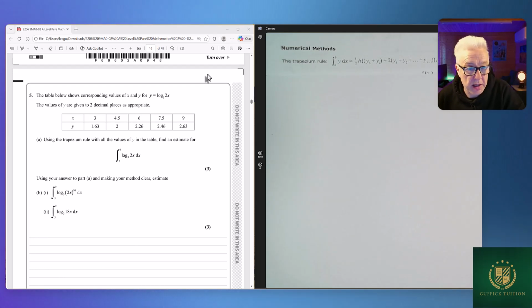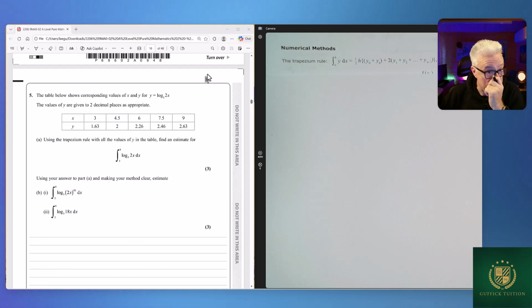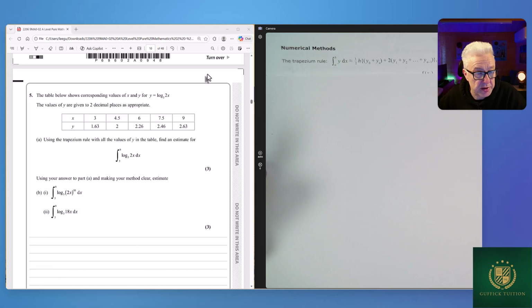Hi everyone, we've got here a trapezium rule question combined with logarithms. So it says the table below shows us corresponding values of x and y for y is equal to log to the base 3 of 2x. The values of y are given to two decimal places as appropriate. Use the trapezium rule with all the values of y in the table to find an estimate for the integral between 3 and 9 of log to the base 3 of 2x.